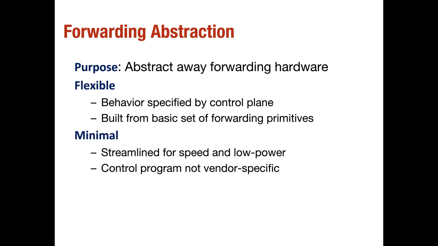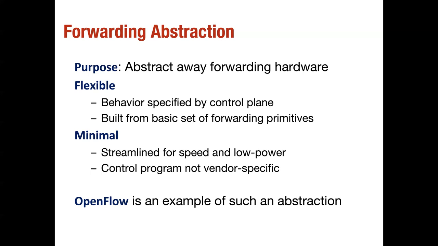The control program is not vendor specific, right? So you can have a different set of devices from different vendors. And as long as you have the right abstractions and interfaces between these devices, the control program need not worry about, hey, this is a device from vendor A or vendor B, right? Or Cisco, Juniper, these are the vendors. So OpenFlow is an example of such an abstraction, right? OpenFlow is one instantiation of how software-defined networking can be enabled, and it leverages this forwarding abstraction.